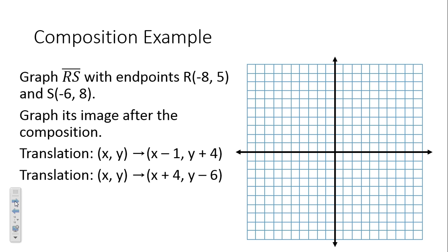This is just a segment, so it's just going to be 2 points with a segment in between. Okay, not even as complex as a triangle right now. We're just looking at a segment. So segment RS, R has the point -8, 5, and S has the point -6, 8. Everybody got RS plotted? -8, 5, -6, 8.